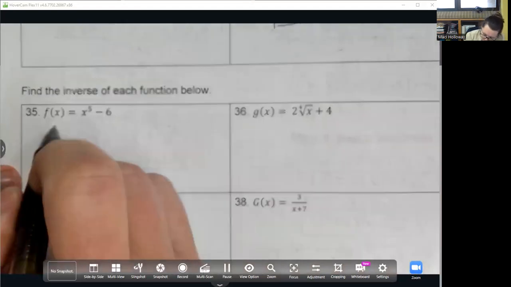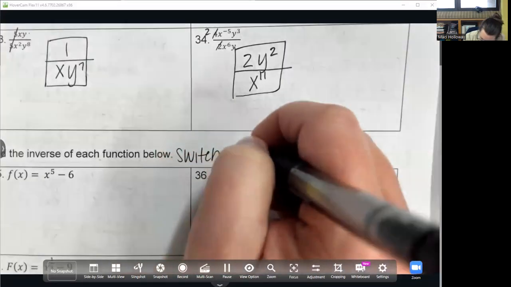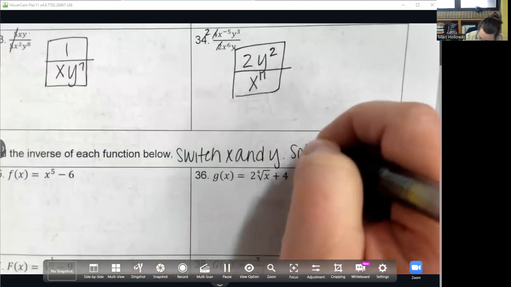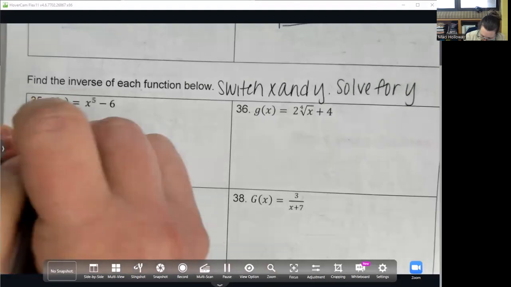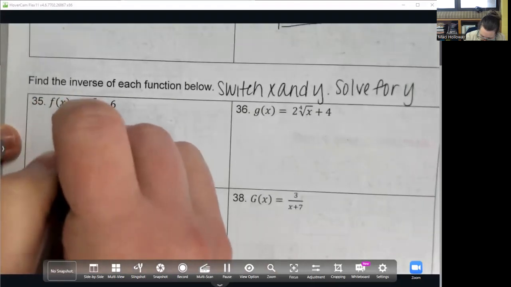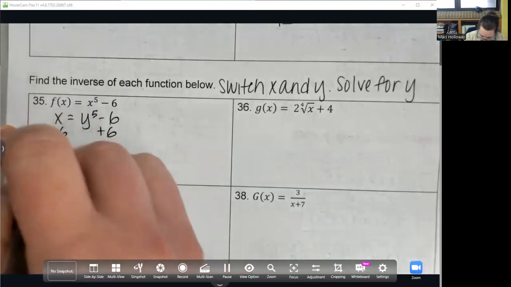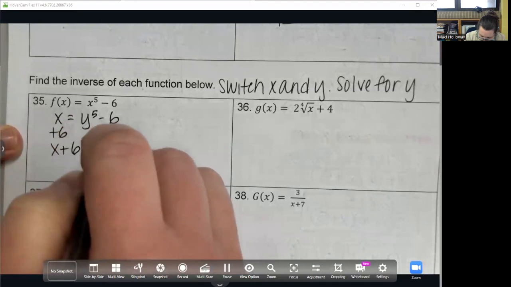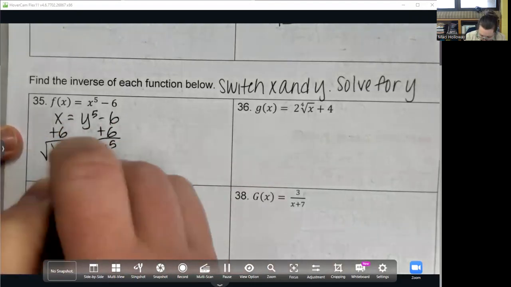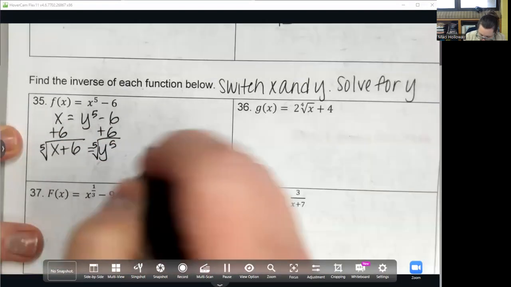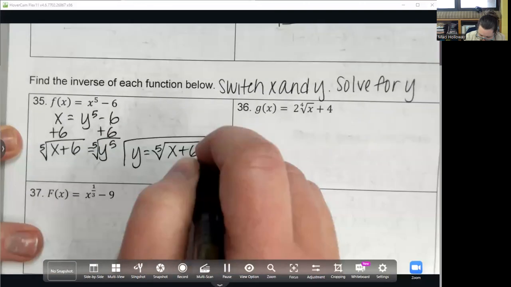All right, find the inverse. Find the inverse is switch x and y. Solve for y. All right, so we'll try this. So we have x equals y to the 5th minus 6. Solving for y, so we'll add 6 on both sides. We have x plus 6 equals y to the 5th. The opposite of raising something to a power is the root of that power. So y equals the 5th root of x plus 6.